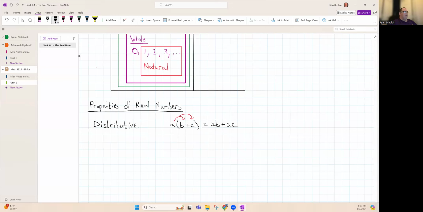Another one is called the commutative. Think like commute. It can move. The commutative property: if you have something that says A plus B, that's the same as saying B plus A. It's commutative. You can switch them around and get the same answer. Another one that's commutative is also multiplication. You can have A times B, and that's the same as saying B times A. Multiplication is commutative.